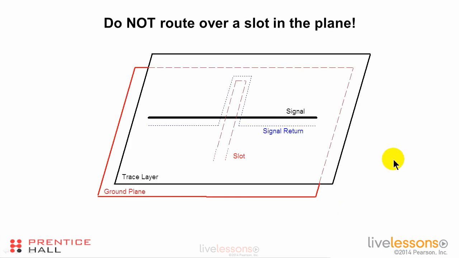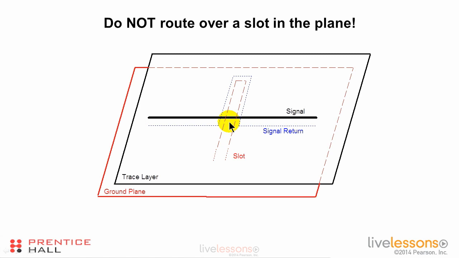Now, one of my favorite topics is don't route a trace over a slot in the plane. We can wonder, how did the slot get there in the first place? Well, maybe you finished the board and all of a sudden the circuit design engineer comes up and says, son of a gun, I forgot this one resistor. I've got to get this resistor in here. Can you go ahead and place it?